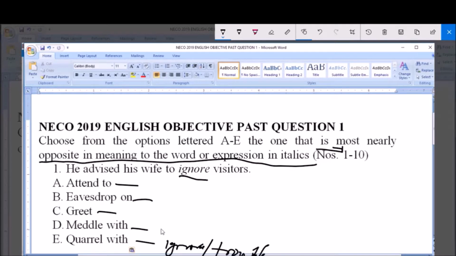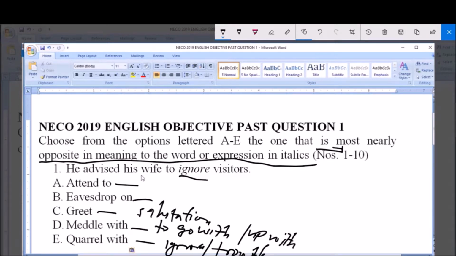Then when we talk of meddle with, it means to go with or mix up with. Then greet has to do with salutation. Then eavesdrop has to do with hearing a conversation, to hear a conversation.